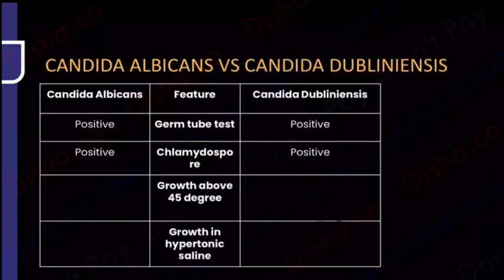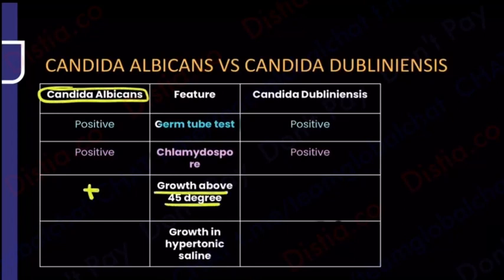So now you will ask me, if I'm talking about the germ tube test, both of them show it. If I show you the chlamydospores, both of them show the chlamydospores. So how do I differentiate? I have to have some point. Even twins have something different in them, right? So remember, the tougher twin, the most common one, can grow above 45 degrees: albicans can grow. It can grow in hypertonic saline: albicans can grow. So at high temperature, in hypertonic saline, in all these tougher environments, albicans is the elder brother, and it will grow.